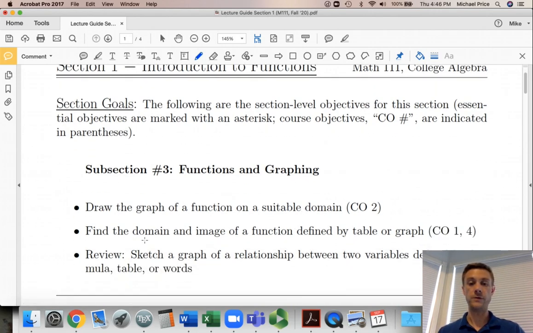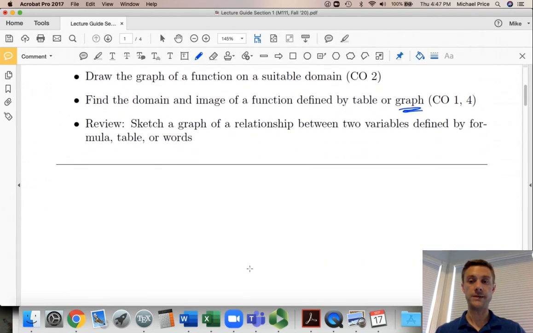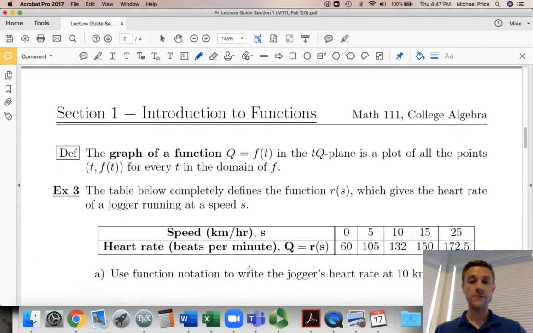We will also look at domain and image of a function defined by, and here we're going to focus on the graph side of this, because we've already thought about tables a little bit. And then one review or prerequisite objective is to sketch a graph of a relationship between two variables defined by formula, table, or words. So in this case, we'll be looking at all of that. So, graph of a function.